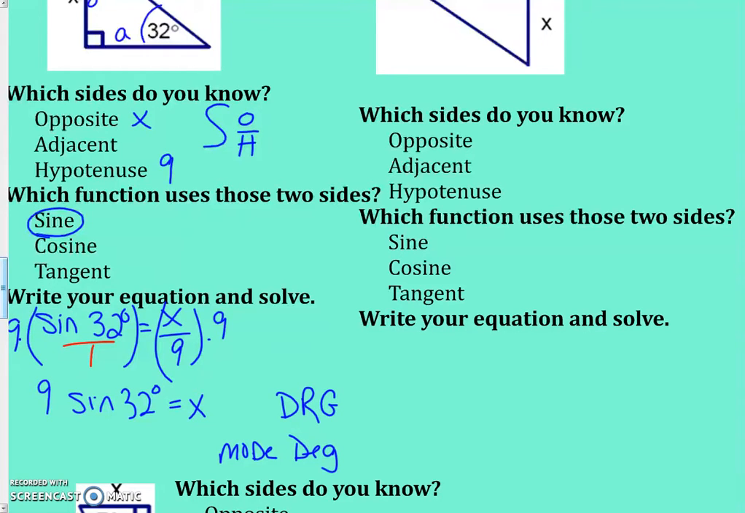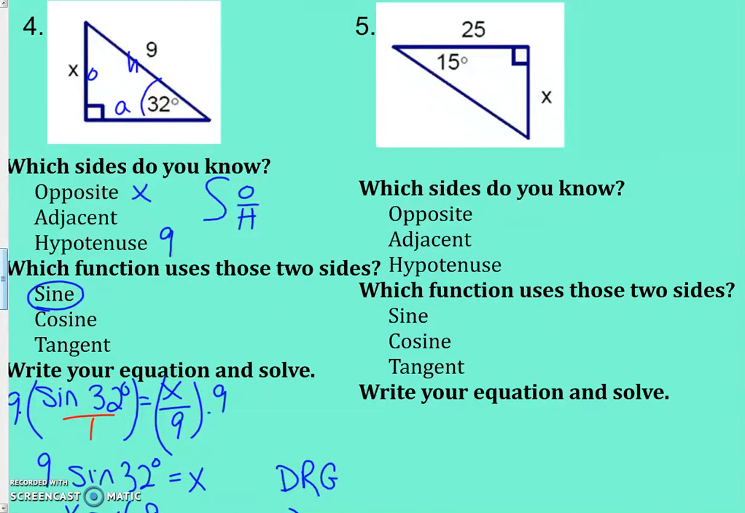DRG. If your calculator does not say DEG on the screen, then you're going to go to the DRG key, press it, make sure you highlight the DEG, and then hit enter. All right, so how do you know your calculator's in the right mode? When you type this in, you should get 4.8. If you don't, then you want to go back and make sure that the calculator is in the degree mode.